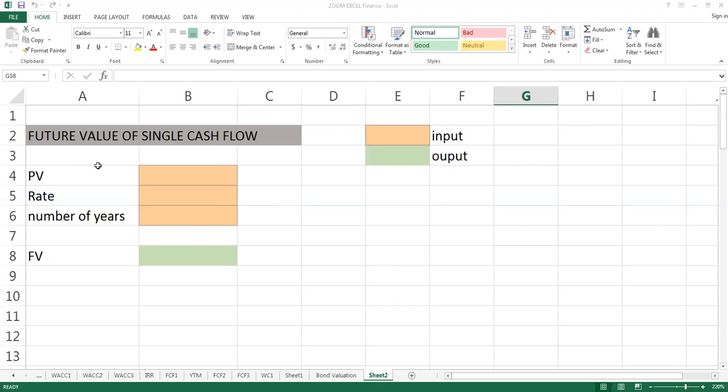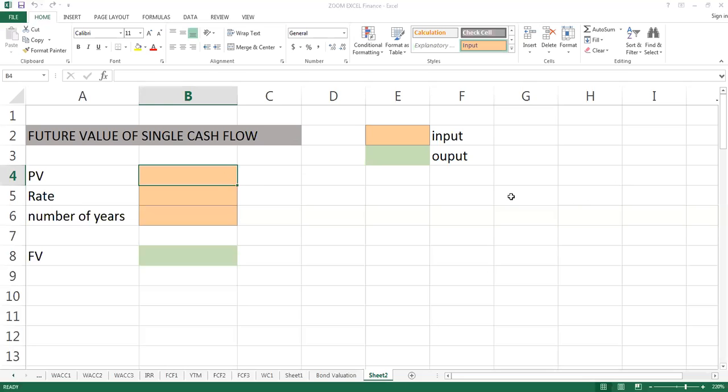So today's topic is related to the future value of a single cash flow. It means that if you have one amount and you are interested in finding out its future value, you can use this structure. You can build this structure on your Excel and try any value in which you are interested to find out the future value.